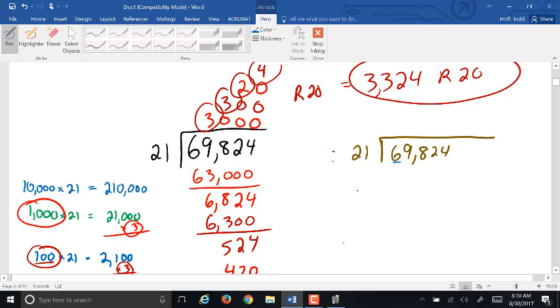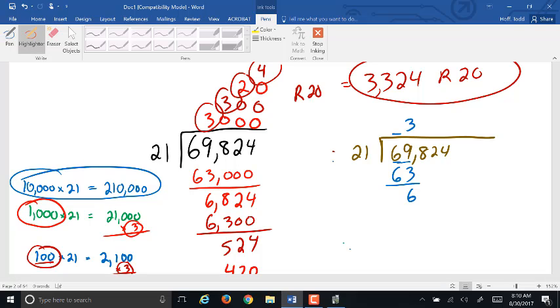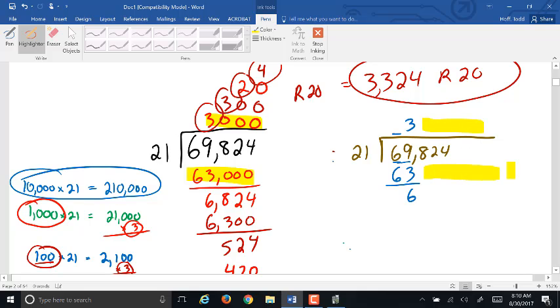does 21 go into 6? No, so we leave it blank up above the 6. That's exactly what we did here. We tried the 10,000, it was too big, so we moved on. Does 21 go into, we go to the next digit, 69. Does 21 go into 69? Yeah, how many times? 3. 3 times 21? 63, we subtract to get 6. What we just did there is exactly what we did here. We just left all the zeros off.